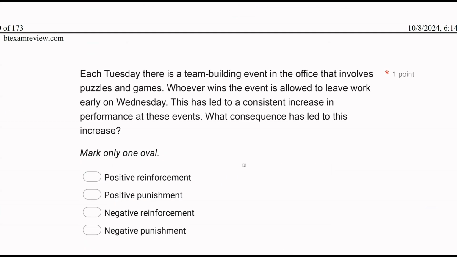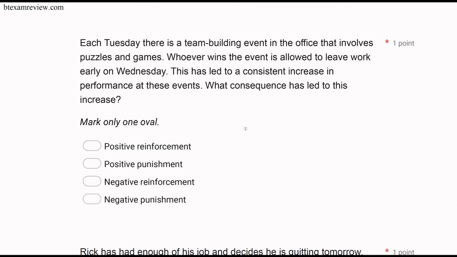Each Tuesday, there is a team building event in the office that involves puzzles and games. Whoever wins the event is allowed to leave work early on Wednesday. This has led to a consistent increase in performance at these events. What consequence has led to this increase?